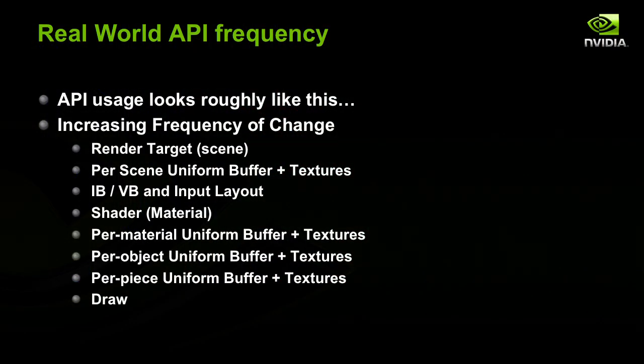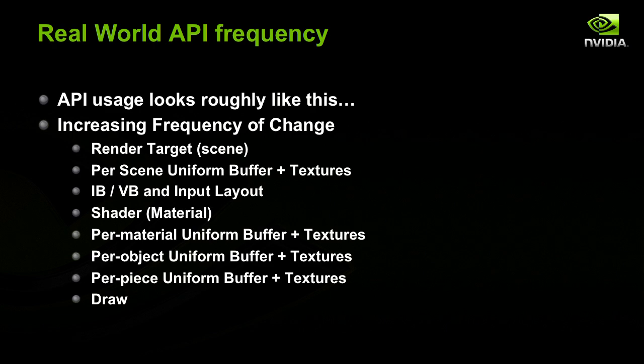So now we have an idea of what different state changes are going to cost. Let's look at a real-world API trace and their call frequency. This was captured from a real application. I don't want to air anybody's dirty laundry, so I'm not going to say who it is, but it is a very relevant app. It's something that lots of you are working with or will work with.